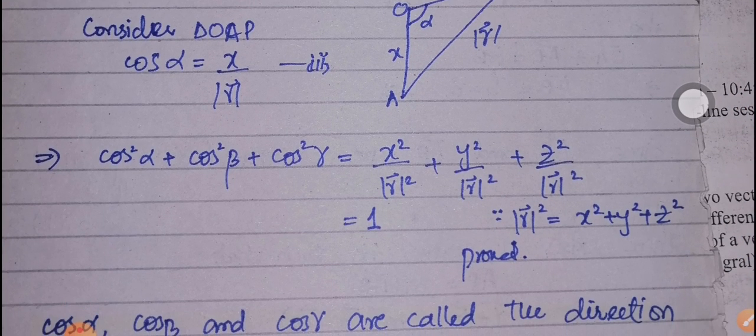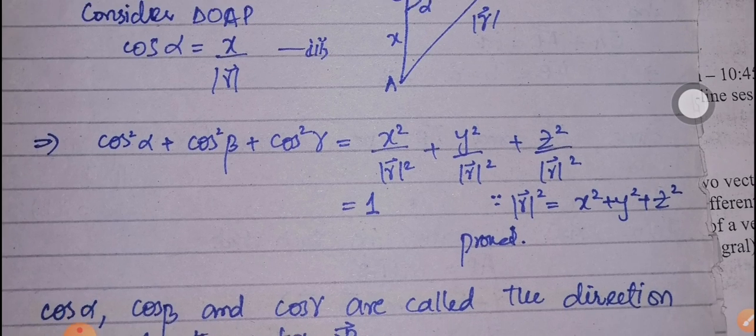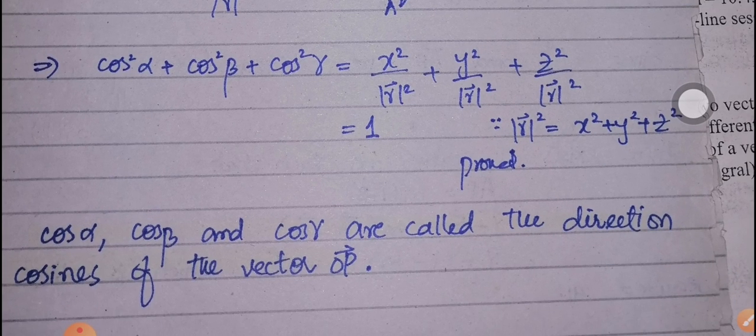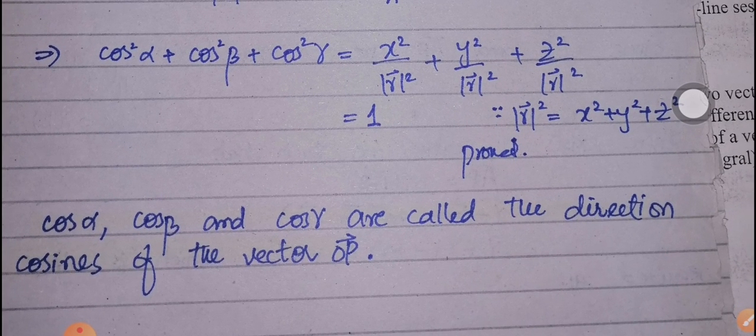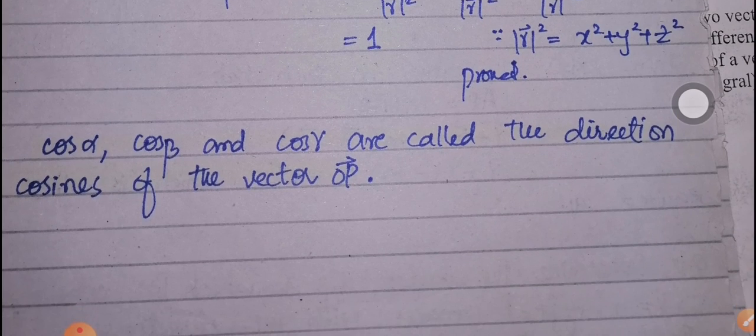So now I can simply add cos squared alpha plus cos squared beta plus cos squared gamma, which is equal to 1, because the magnitude squared will be equal to x squared plus y squared plus z squared, and these terms will cancel out. And here cos alpha, cos beta and cos gamma are also named the direction cosines of the corresponding vector.